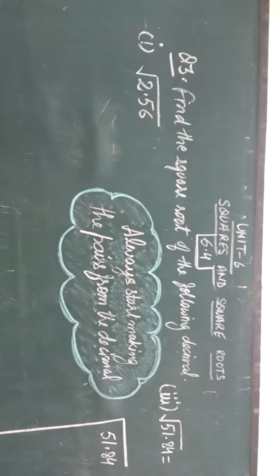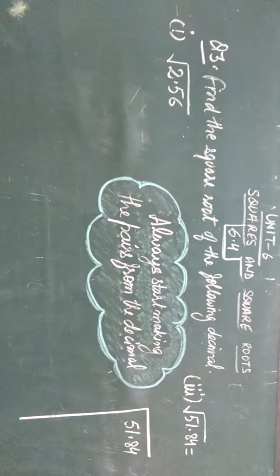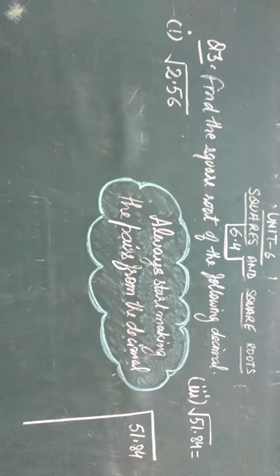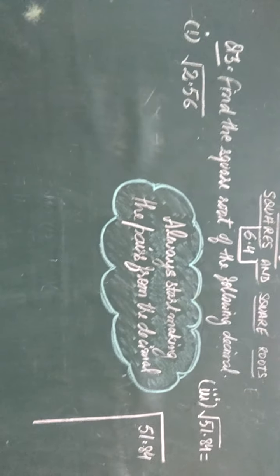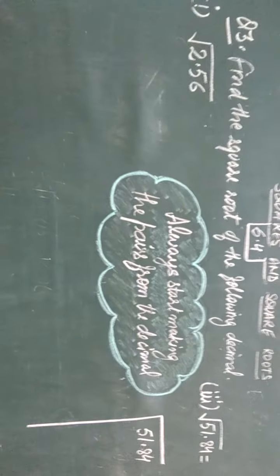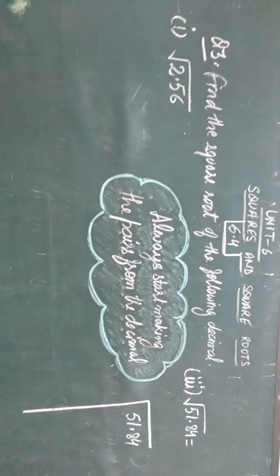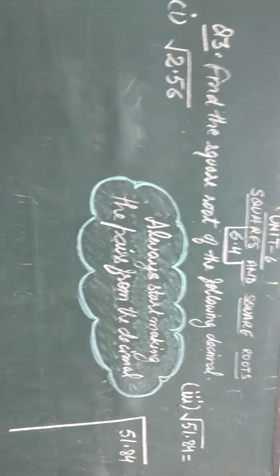Today we are going to continue 6.4 exercise. In 6.4 exercise, in question number 1 and 2, we have learned the long division method of finding out the square root. So dear students, now we are going to find out the square root of a decimal number.